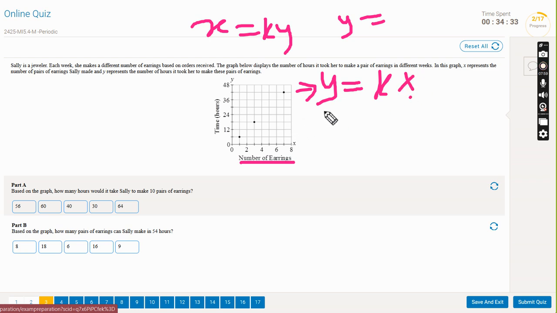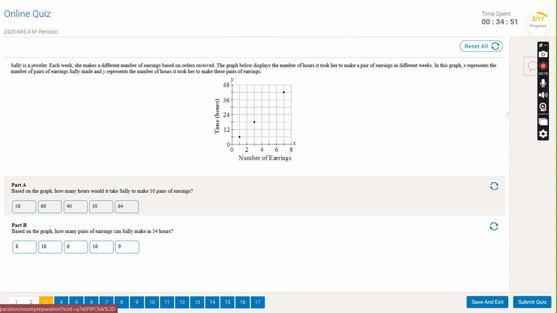So now we can also say this is time. You can say hours equals k times earrings. Again, you can do it both ways: cross multiplication or finding the k. Here, let's go ahead and find the k first and then continue with the question, so you'll understand how to do both ways. So here, we can choose y equals kx.